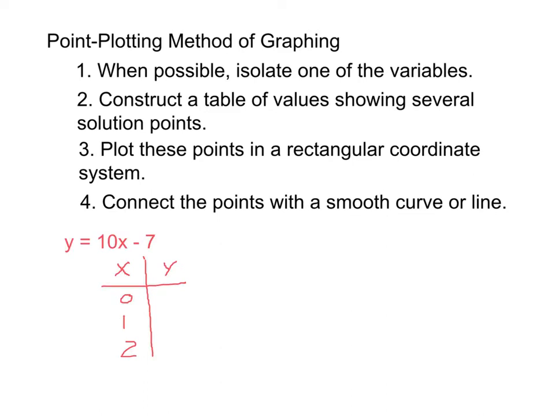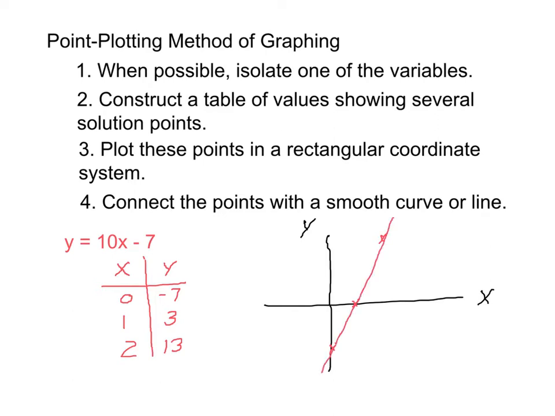So if we go to our original equation of y equals 10x minus 7 and create a table for x and y, and pick values for x of 0, 1, and 2, and plug them into our equation, we can get corresponding values for y. You can see that we'll get -7, 3, and 13 for the corresponding values for y. If we go ahead and plot these points on an xy coordinate plane, our 3 points might look like this. And if we connect the points with a smooth curve or line, our graph for y equals 10x minus 7 would look something like this red line here.